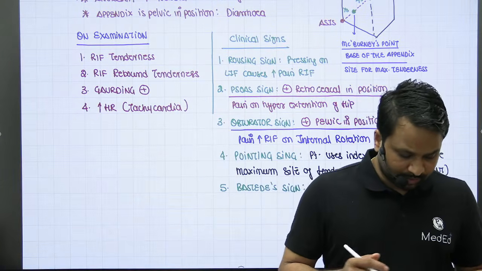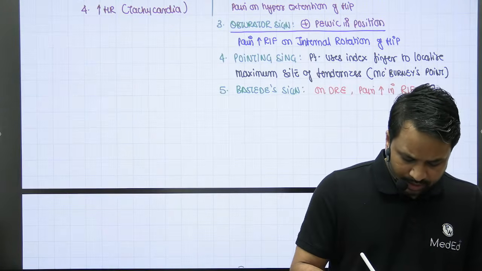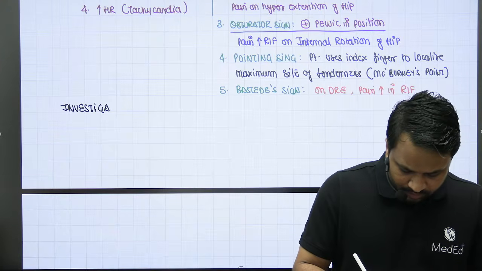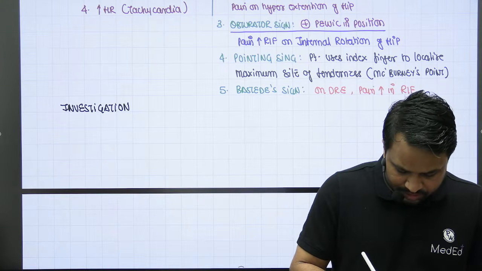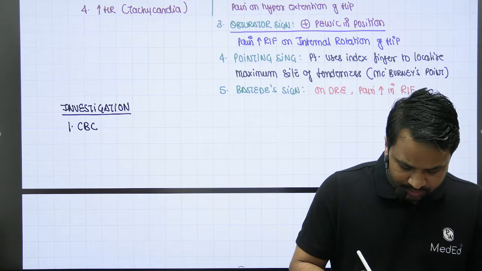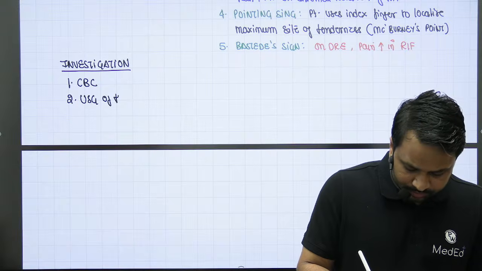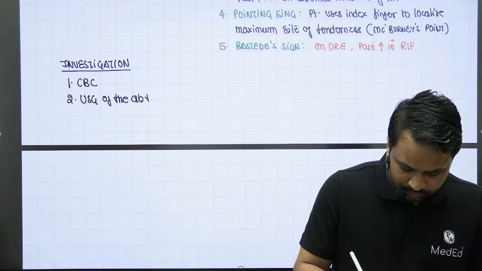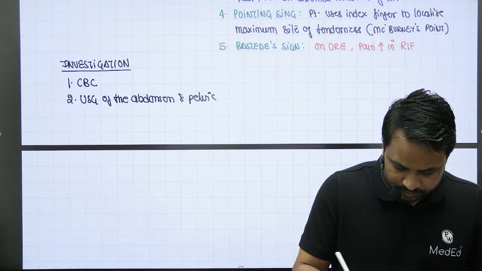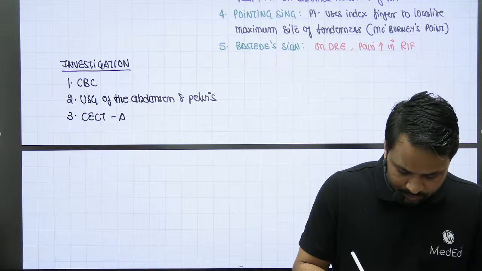Now, obviously, when the patient comes to you with appendicitis, you would like to evaluate in terms of investigation. In terms of investigation, you have to get the CBC, that is the complete blood count. You have to get the USG of the abdomen and pelvis. And to confirm, you can go ahead with CECT abdomen.